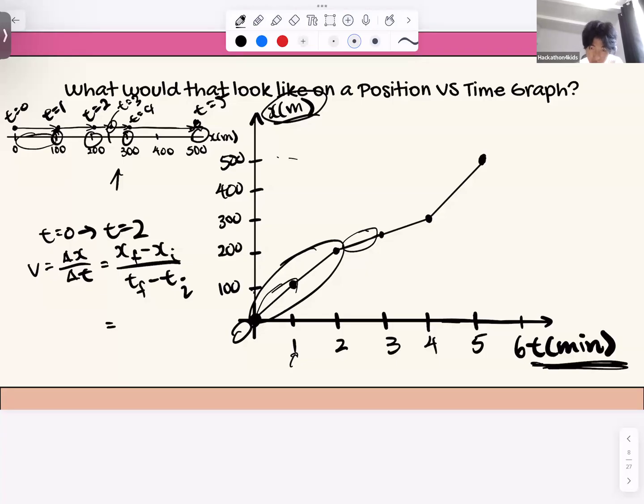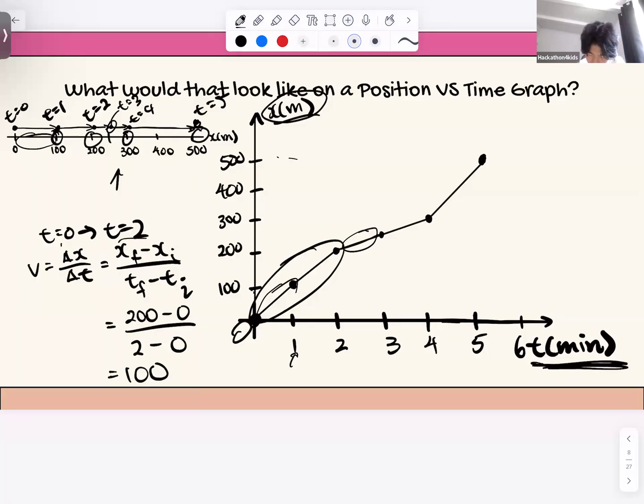So from t equals 0 to t equals 2. Am I missing something? No, I'm not. Okay. So at t equals 2, Andrew is at 200 meters. And initially he is at 0. And he ends at 2 minutes. He starts at 0 minutes. Okay, so the slope would be 100 from t equals 0 to t equals 2.